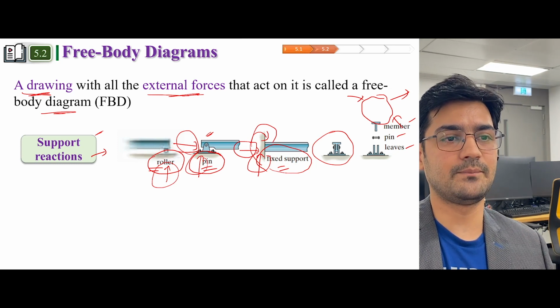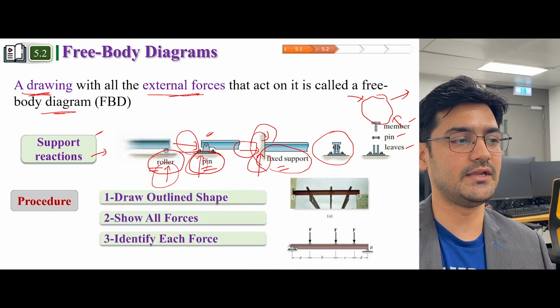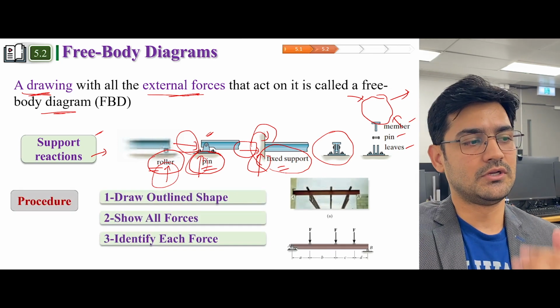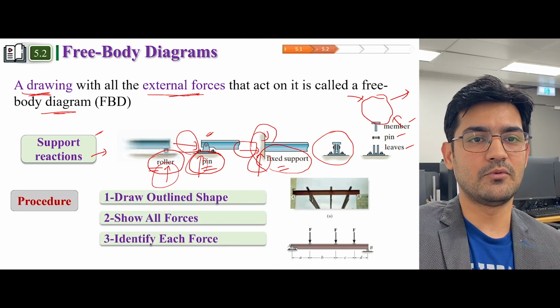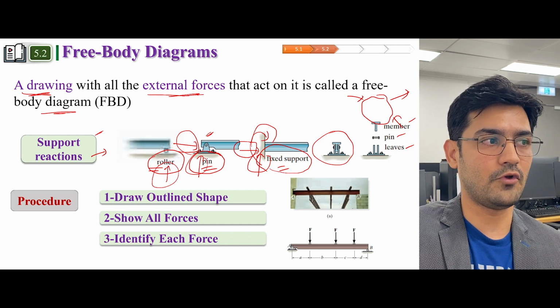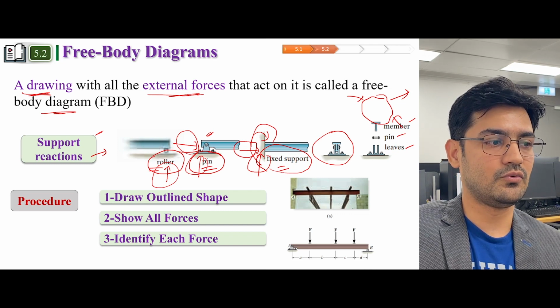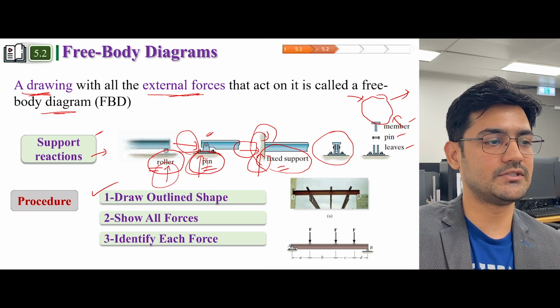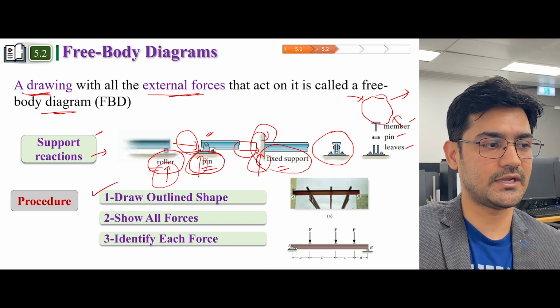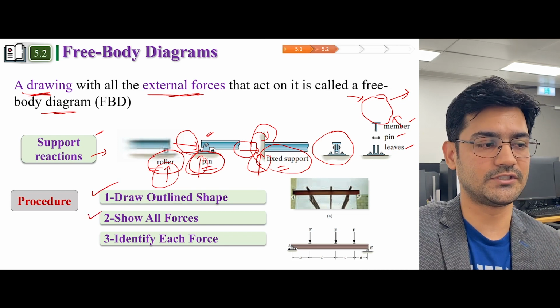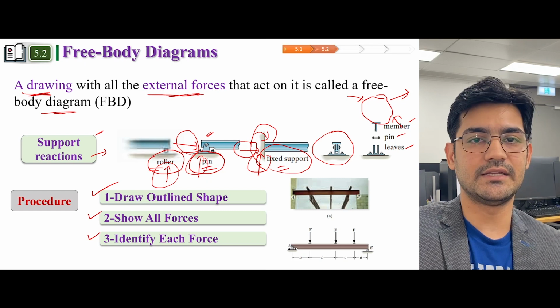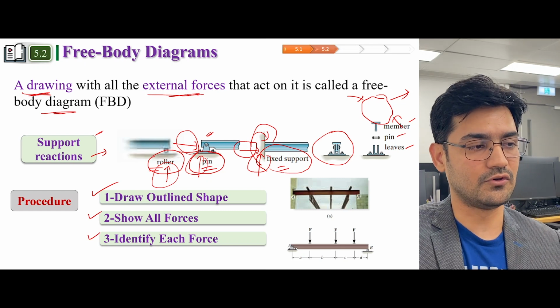Okay, so what is the procedure to draw a free body diagram? Similar to drawing a free body diagram for a point, you have three steps. Step 1 is to draw an outline shape. Step 2 is to show all the forces. And step 3 is to identify each force.